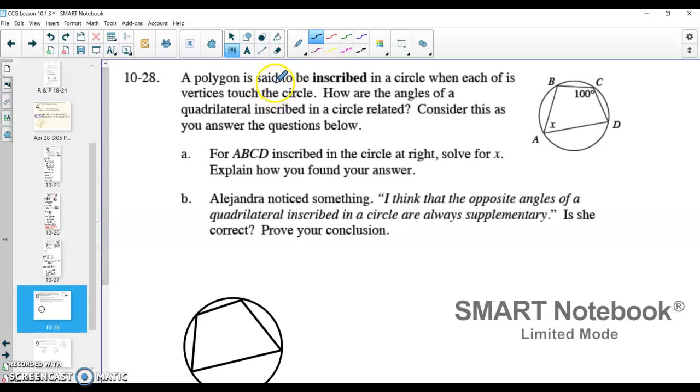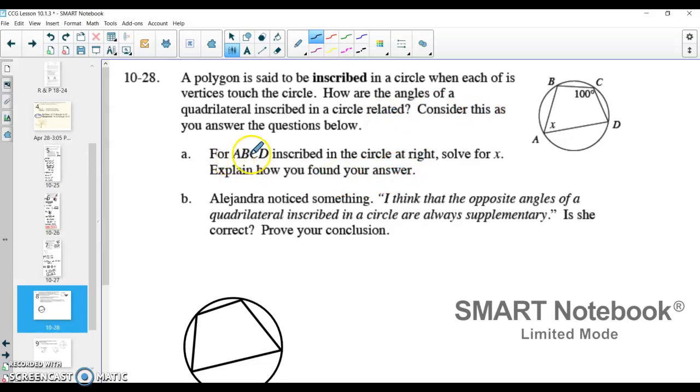A polygon is said to be inscribed in a circle. If you think back, we talked about what inscribed means, or what a polygon inscribed in a circle means. It looks like this: in a circle, when each of its vertices touch the circle. How are the angles of a quadrilateral inscribed in a circle related? Consider this as you answer the question below.